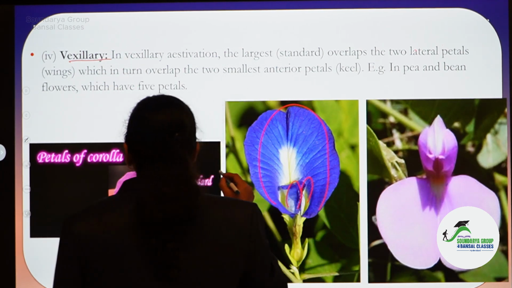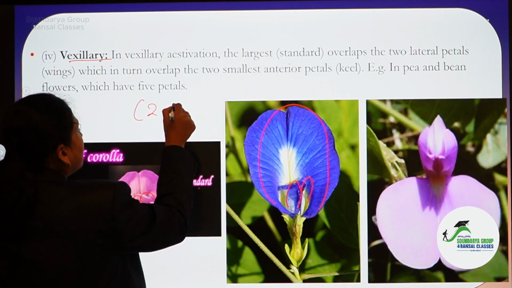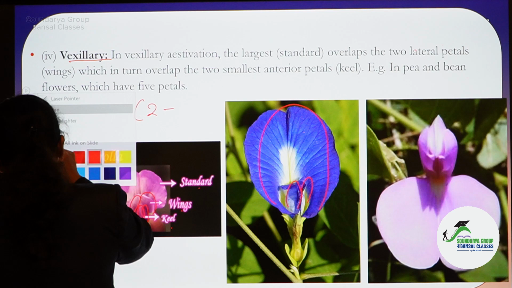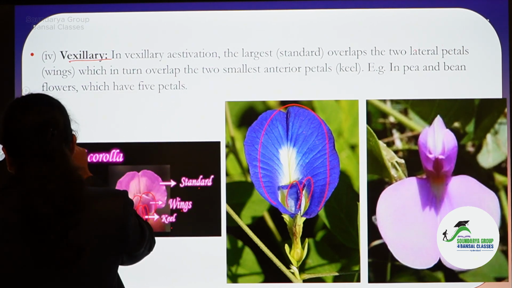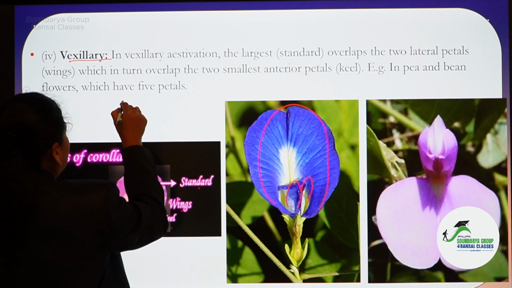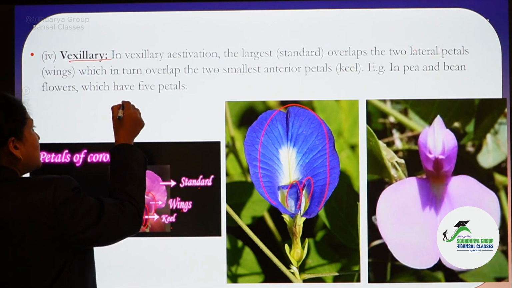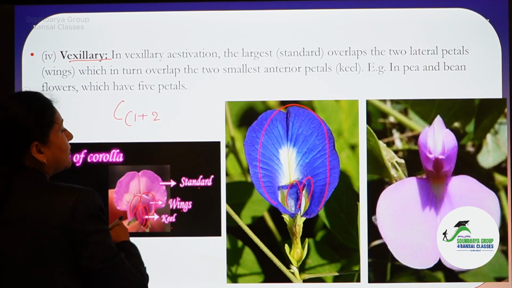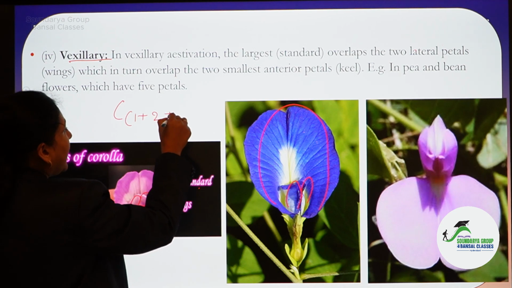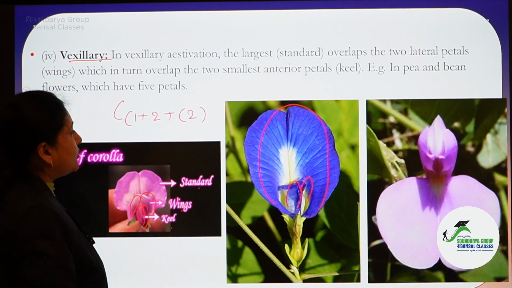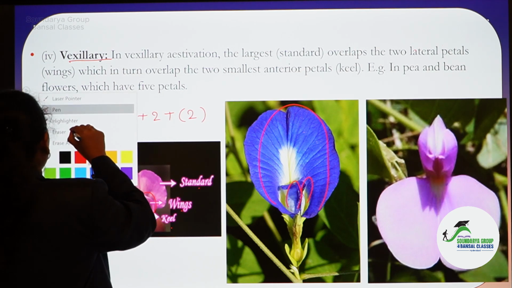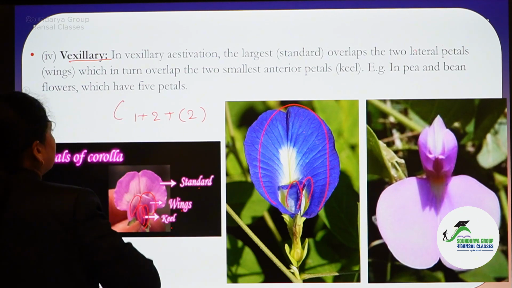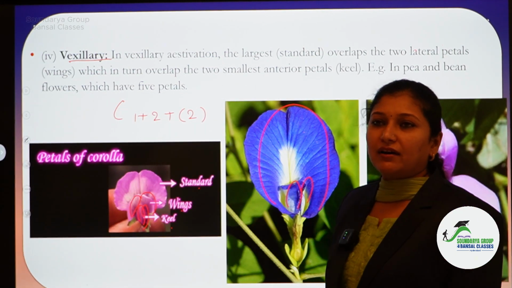We write the floral formula also as 1 plus 2 plus 2 in brackets. So we write it for the corolla also. For the corolla we have the symbol C, and we write 1 standard, 2 wings and 2 keels which are fused. So we don't make any bracket over here. So this is how you can write it in the floral formula.